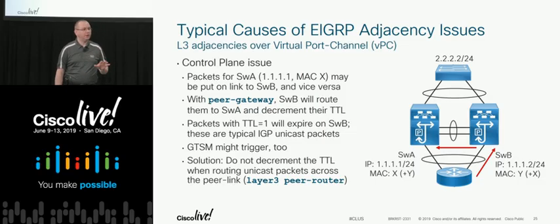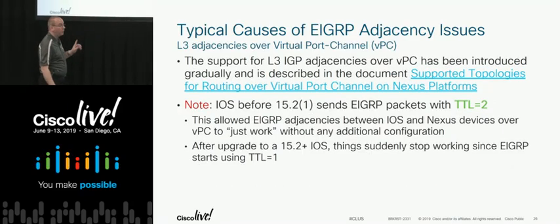We still see lots of cases coming into TAC where customers are not aware of these intricacies. And they replace Catalysts with Nexuses, and suddenly the Nexuses don't establish the adjacencies. It's flapping all the time. Typically, they forget to use the layer 3 peer router functionality. Keep this in mind, please, because yeah, it may hit you badly. One thing.